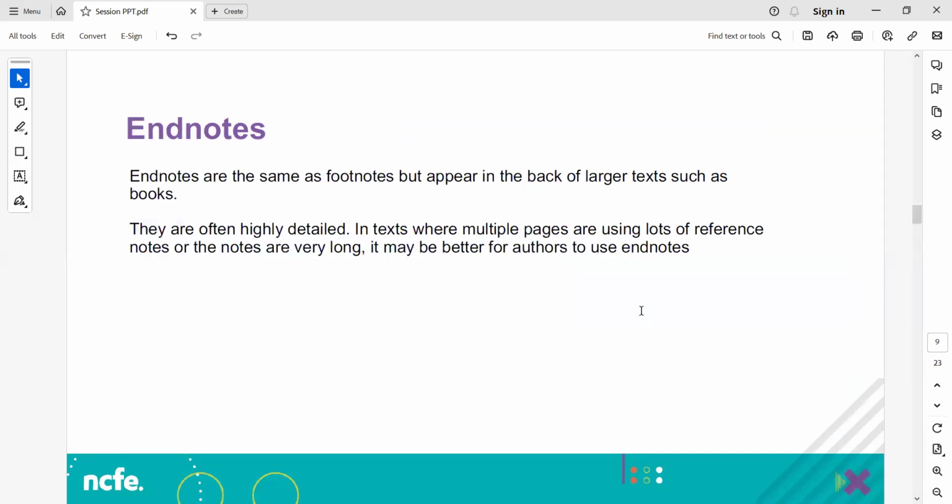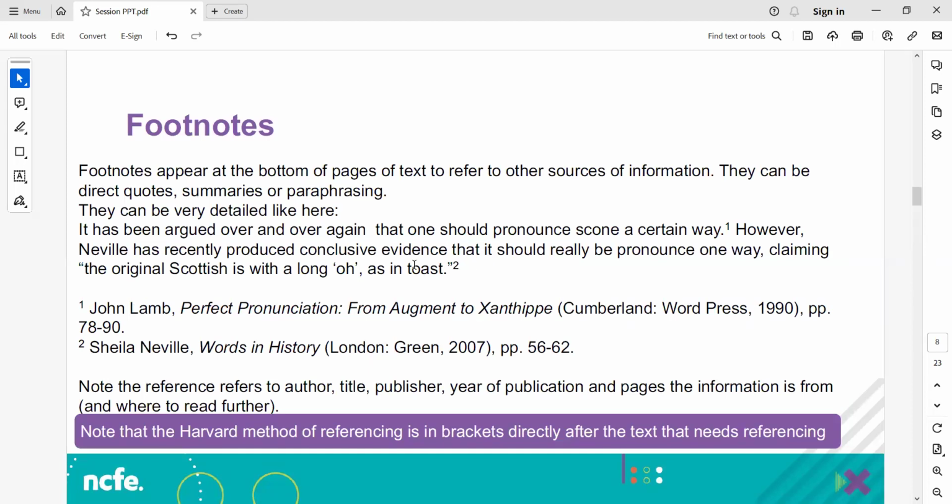And before we have a go at that little activity, if we look here, we've got a paraphrase here. It has been argued over and over again that one should pronounce scone or scone a certain way. So it's a paraphrase, and that is example number one. And so that paraphrasing needs a footnote. There's a direct quote here, the original Scottish, and that is footnote number two.